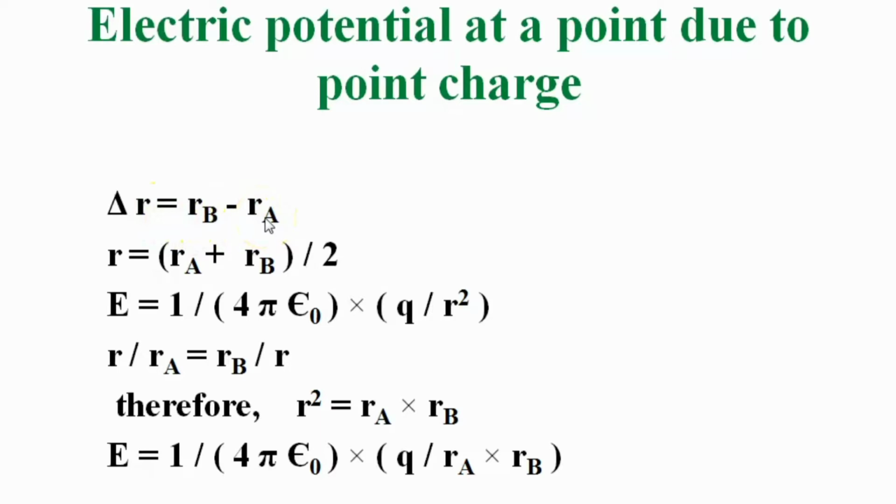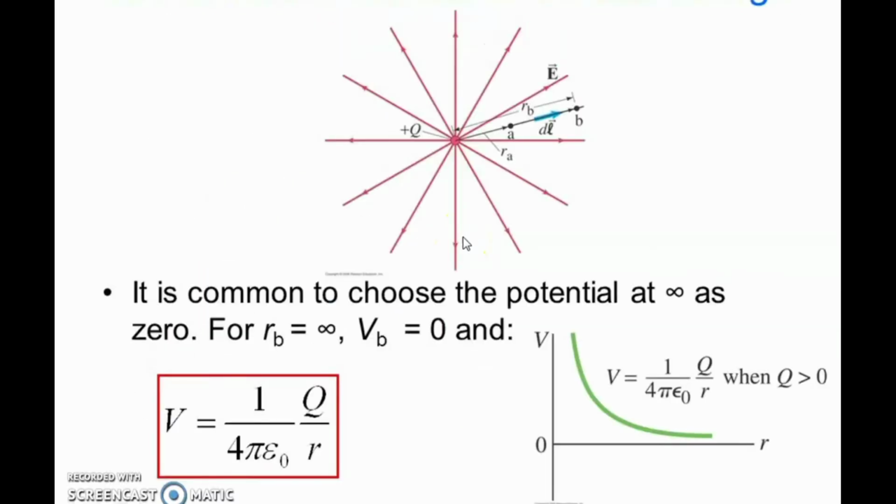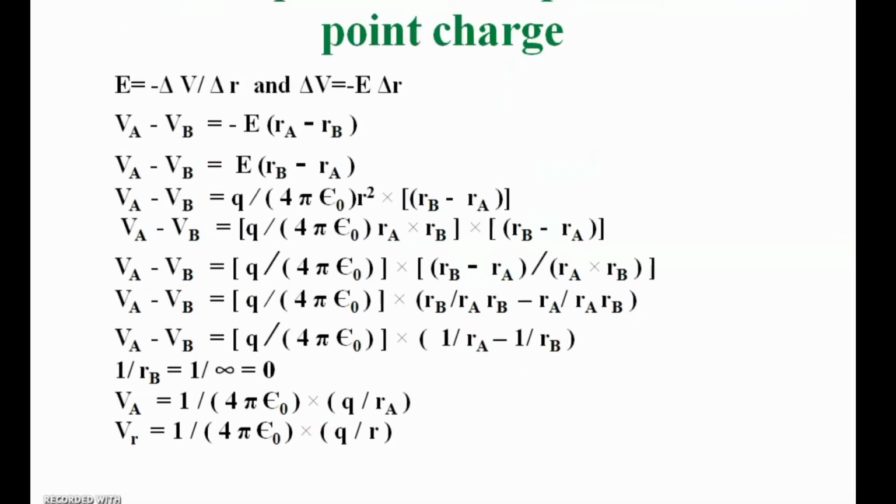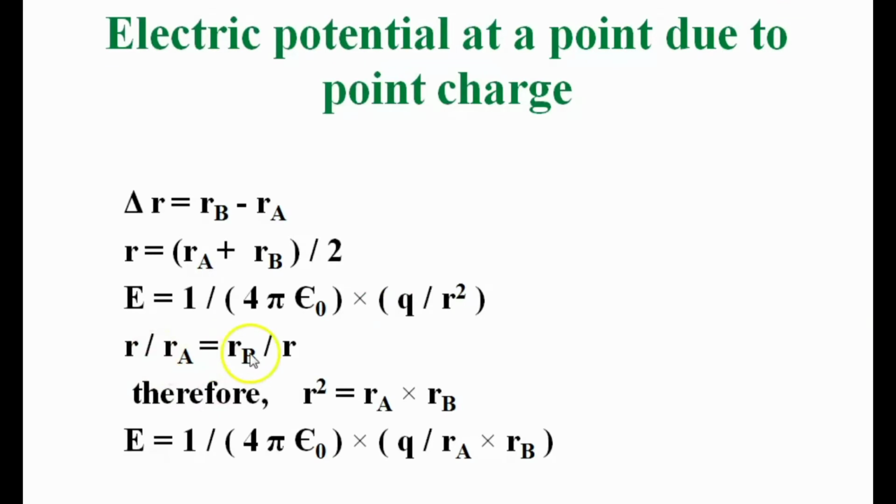As I have told you, before deriving the formula of the electric potential, first of all we will derive the formula of the electric field intensity. The formula of electric field intensity is E equals 1 upon 4 pi epsilon naught multiplied by Q upon R square. When the charge moves from point B to point A, the question arises, which distance will we take as R in the formula of the electric field intensity? Will we take distance RA or RB?